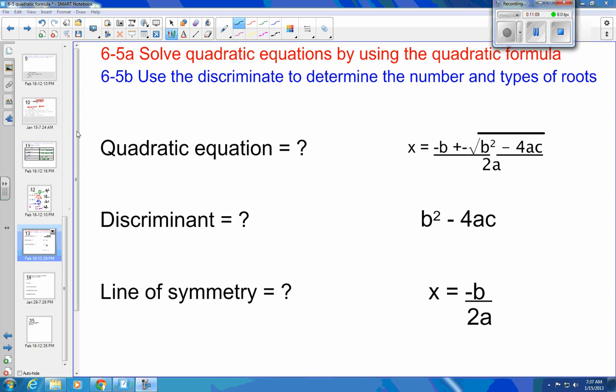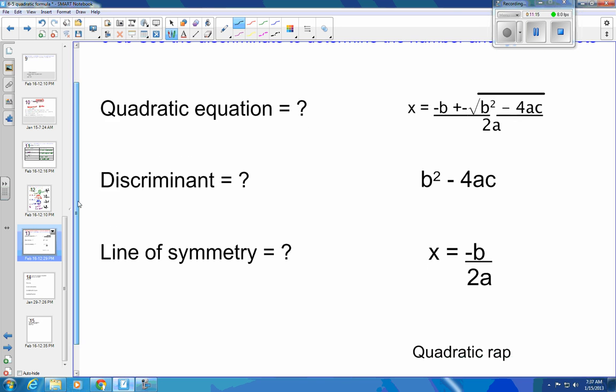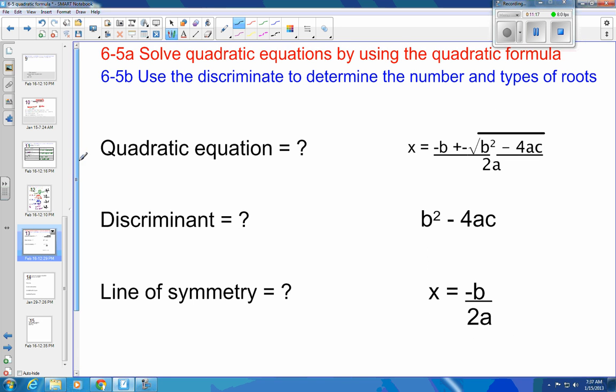So just a quick review for you. Here's your quadratic equation. There's your discriminant, and there's your line of symmetry. Make sure you have those. You memorize those. You put them in your notes. You do whatever you need to. But those are going to be extremely important for the rest of the school year, pretty much, because we're going to be dealing with quadratics on and off.